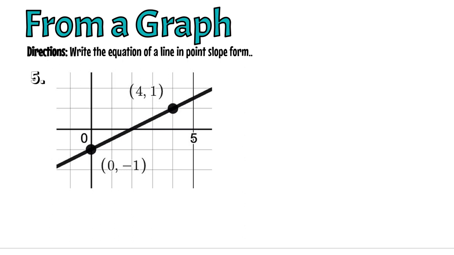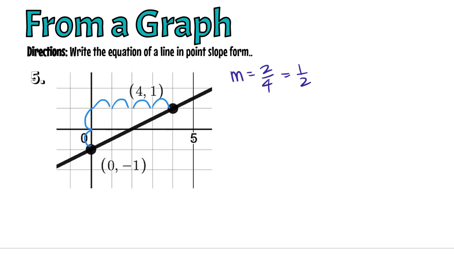We're going to calculate our rise over run. So we have a rise of 1, 2, and then a run of 1, 2, 3, 4. So our slope then, m equals 2 over 4, and we want to simplify that to be 1/2.